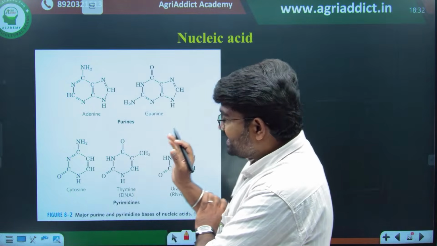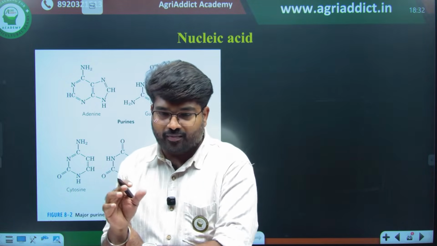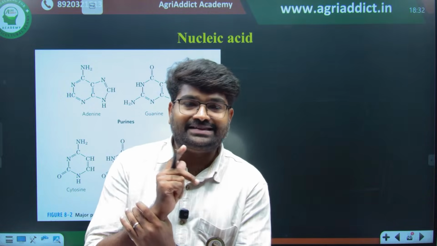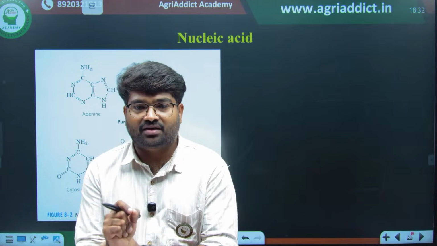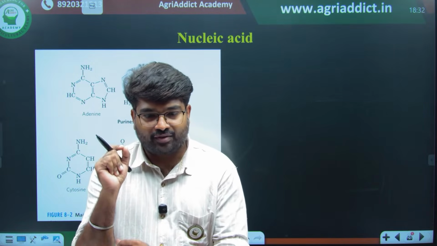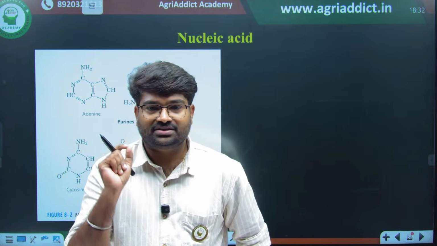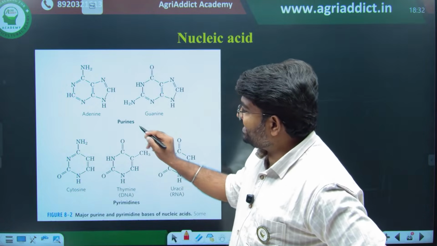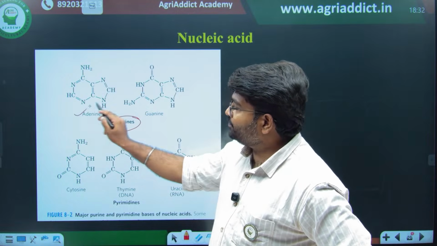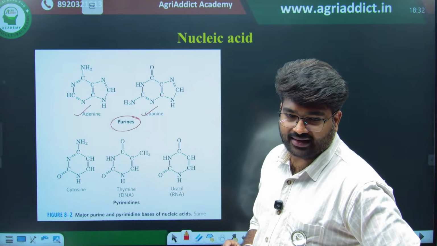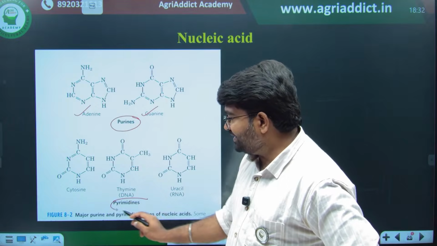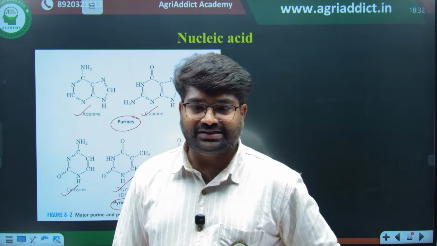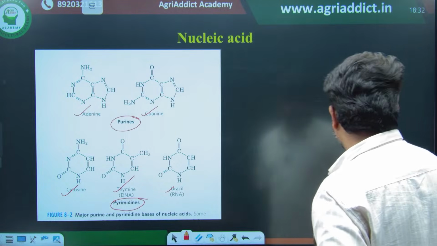In nucleic acid, the primary thing to remember in the basics is the different types of purine and pyrimidine bases. The second most important thing is the classification of A DNA, B DNA and Z DNA. They ask questions from there every year. These two are the important things to learn in nucleic acid. The two major examples of purines are adenine and guanine. For pyrimidines, cytosine, thymine and uracil are the typical examples.